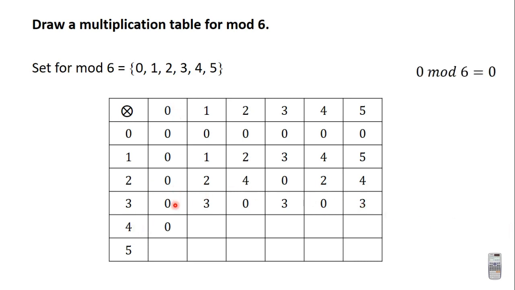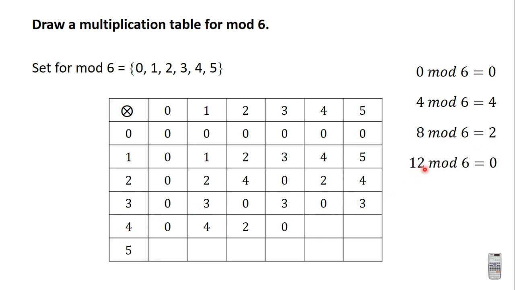4 times 0 is 0. 0 mode 6 is 0. 4 times 1 is 4. 4 mode 6 is 4. 4 times 2 is 8. 8 mode 6 is 2. 4 times 3 is 12. 12 mode 6 is 0. 4 times 4 is 16. 16 mode 6 is 4.